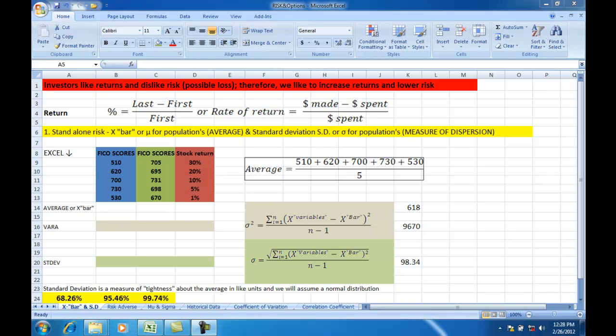Welcome to a short video on the calculation of X-bar, or average, and standard deviation. In finance, we measure standalone risk with X-bar, or mu if it's for population averages, and we use standard deviation, or sigma, for the population's measure of dispersion. The reason we do this is investors like return and dislike risk. Therefore, we like to increase return while lowering risk.